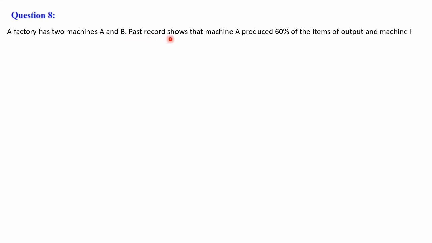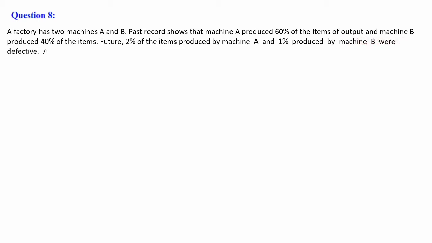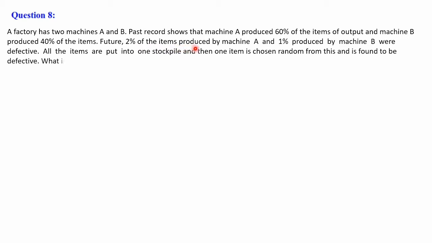Move on to question number 8. A factory has two machines A and B. Past record shows that machine A produced 60% of the items of output and machine B produced 40% of the items. Further, 2% of the items produced by machine A and 1% produced by machine B were defective. All the items are put into one stockpile and then one item is chosen at random from this and is found to be defective. What is the probability that it was produced by machine B?